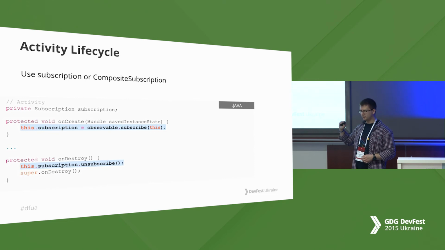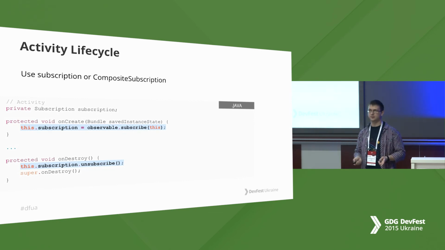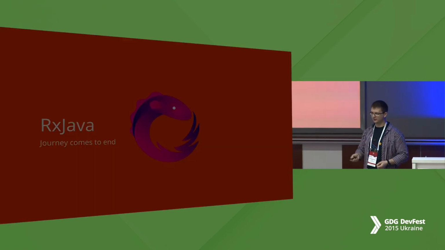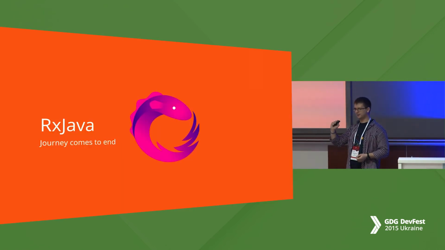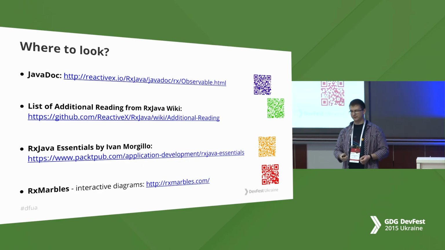Activity lifecycle, I think, just remember to unsubscribe when you destroy your activity. It's about configuration changes. And not only this, because probably you will read Matt Dupre, which has a lot of... Journey comes to an end. Where to look?